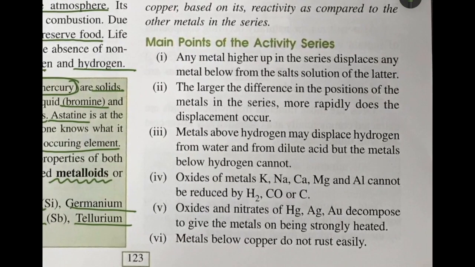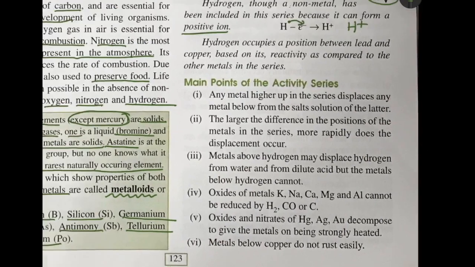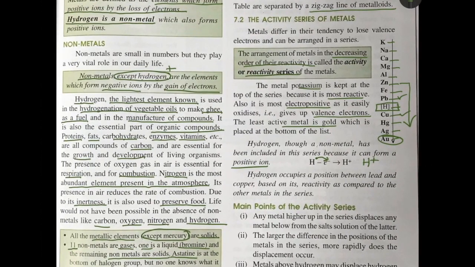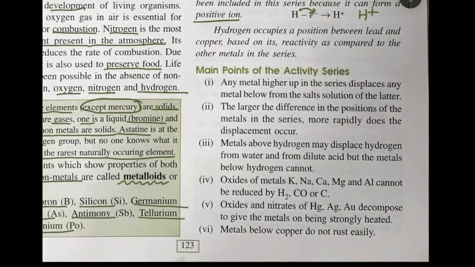Now, the larger the difference in the position of the metals in the series, the more rapidly the displacement occurs. So, supposing potassium sulfate and, say, iron, the gap is very big, so the reaction will take place more readily, much faster.